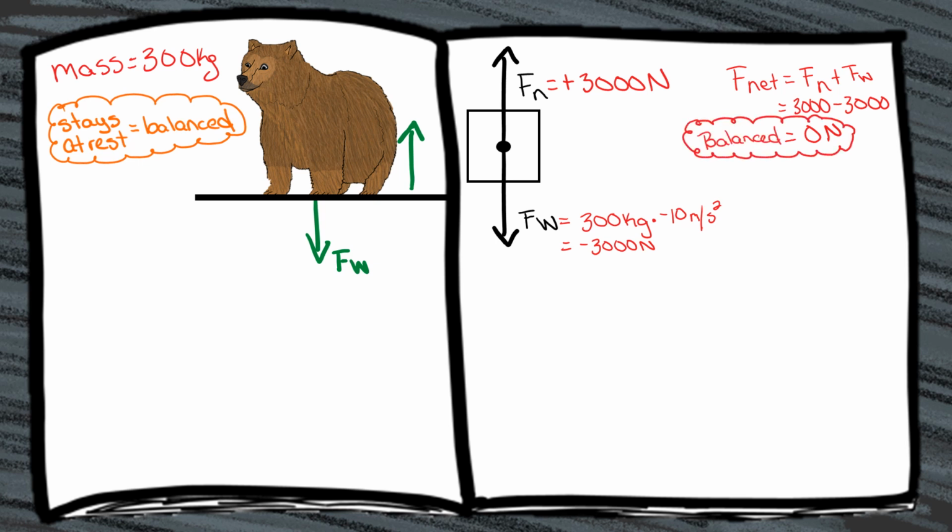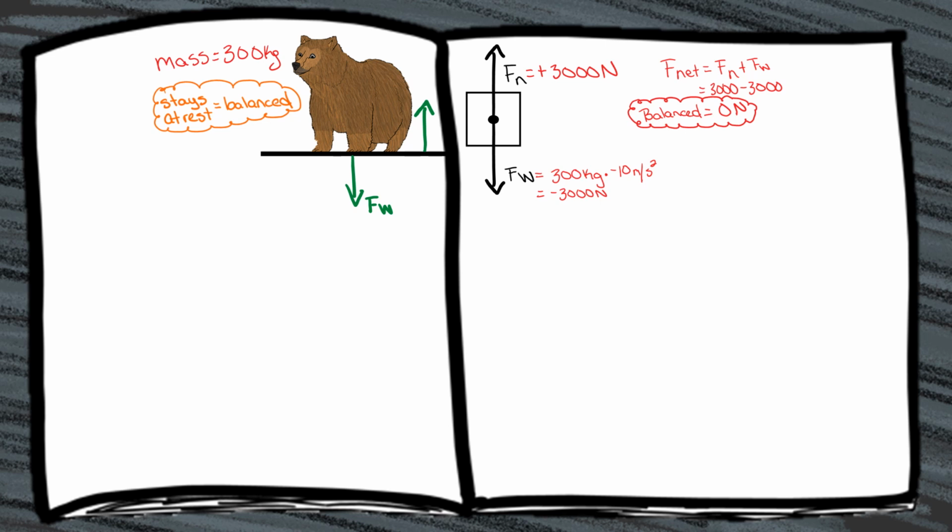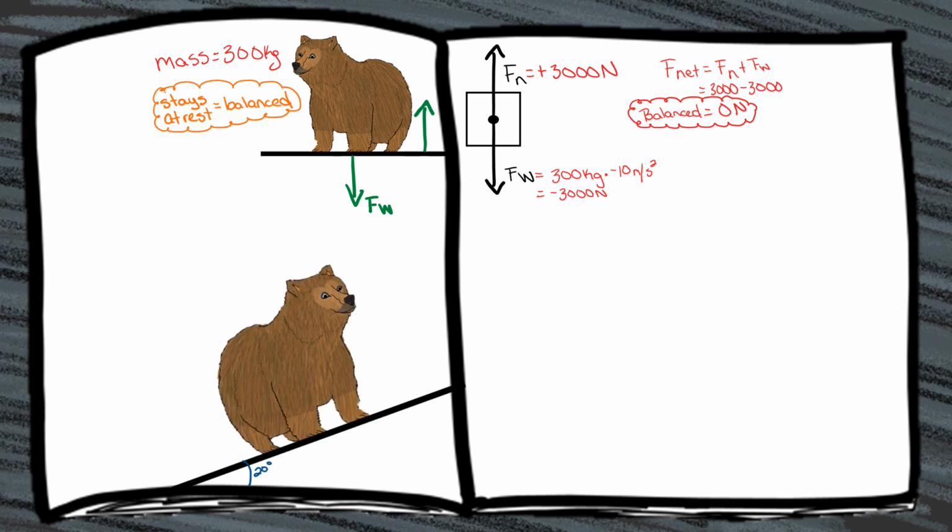We would simply illustrate the focused object, which is the bear, as a square, and the forces involved would be drawn from the center of the object in the direction that the forces are acting. This makes it much more clear to see that the forces are balanced. However, what would the free body diagram look like if the bear was standing on an incline? That's right, Alex, the force weight of the bear would still be pointing down.